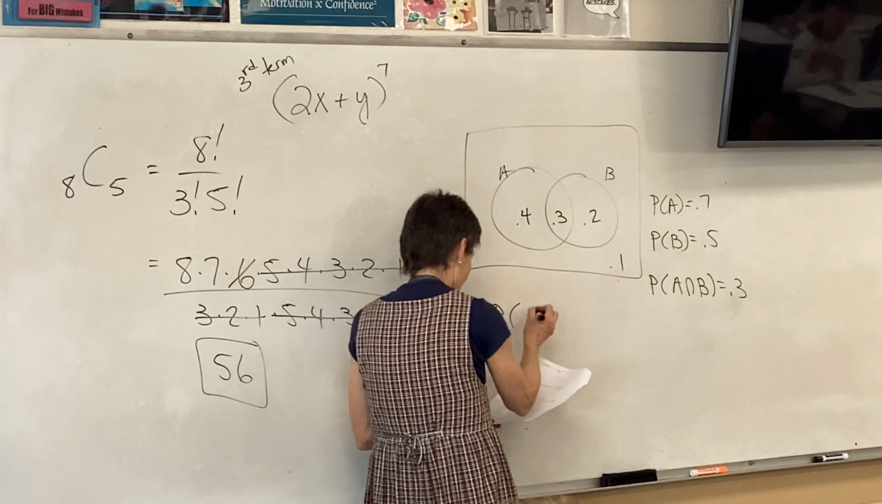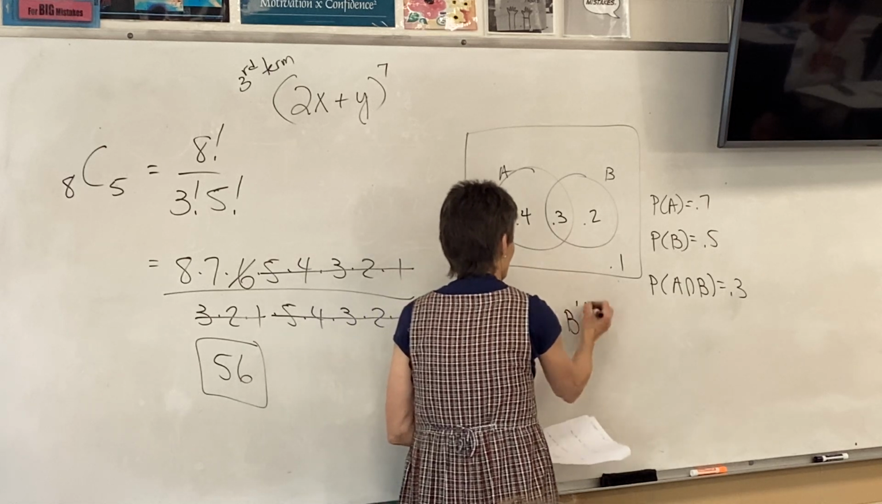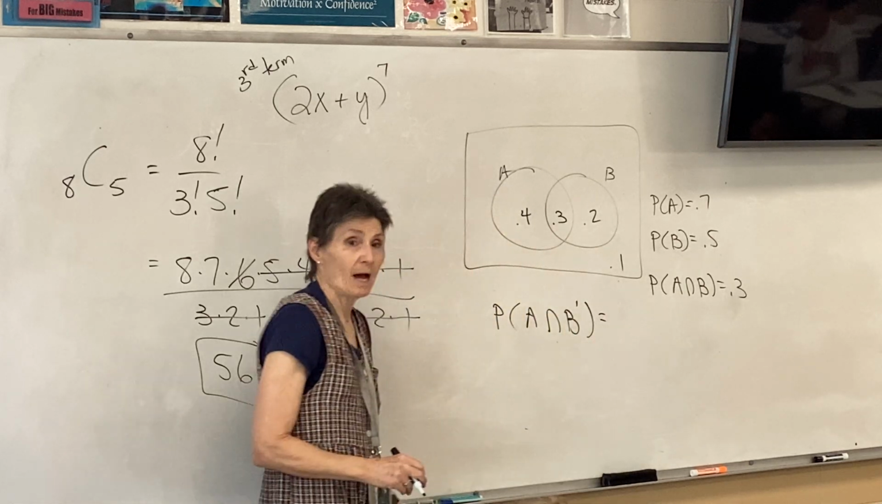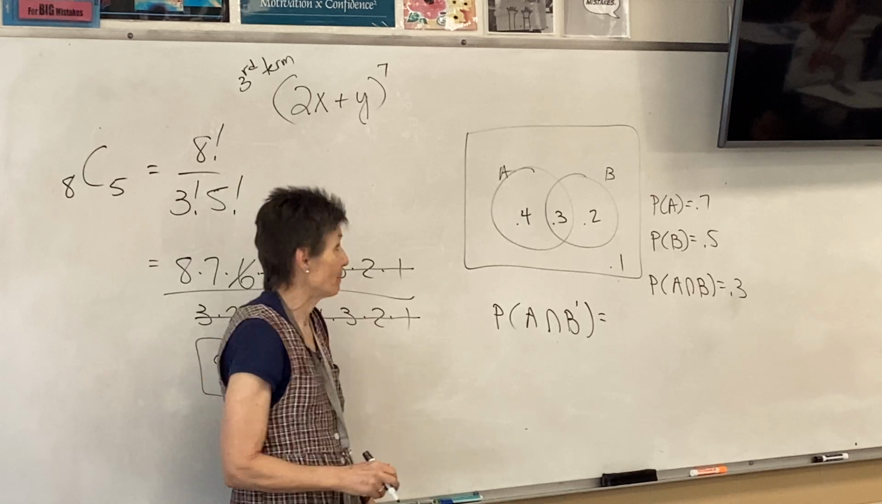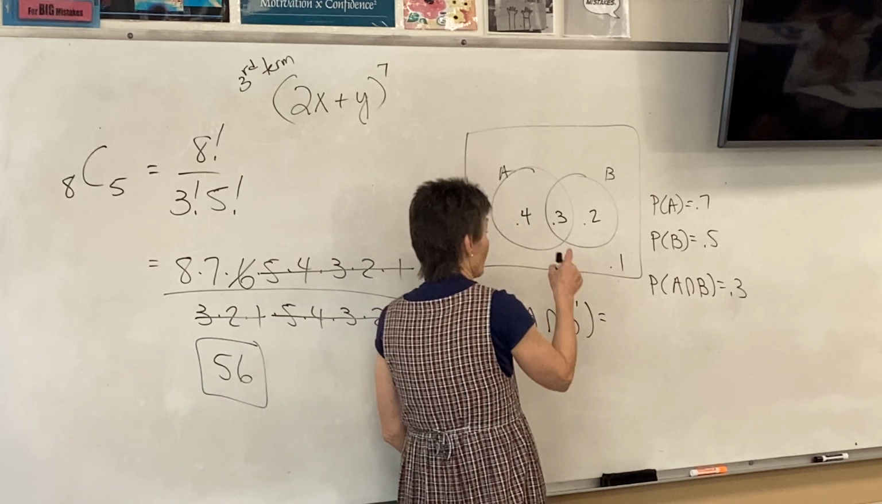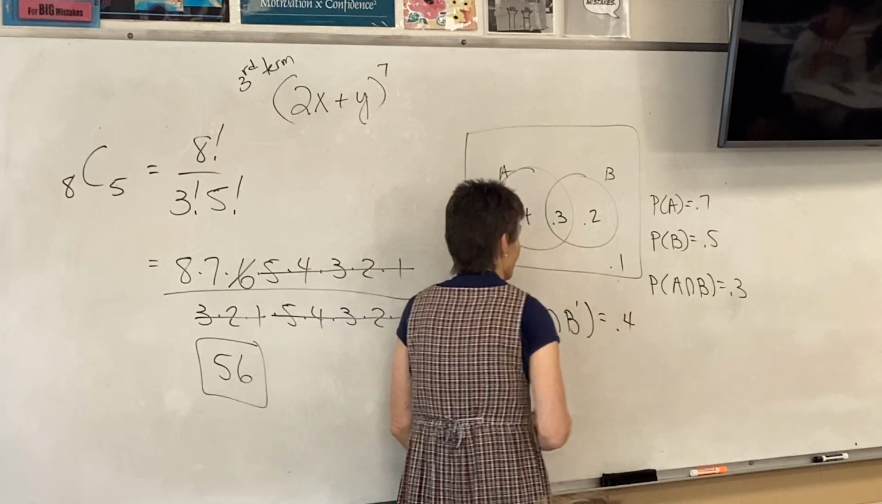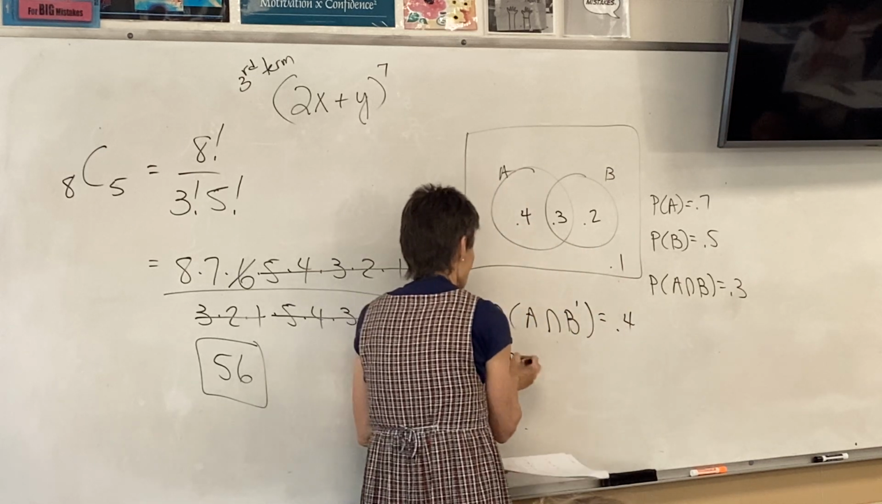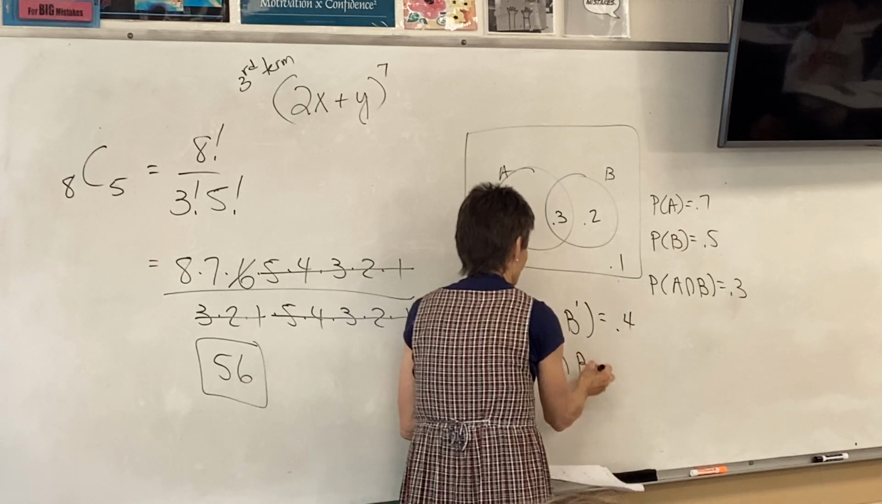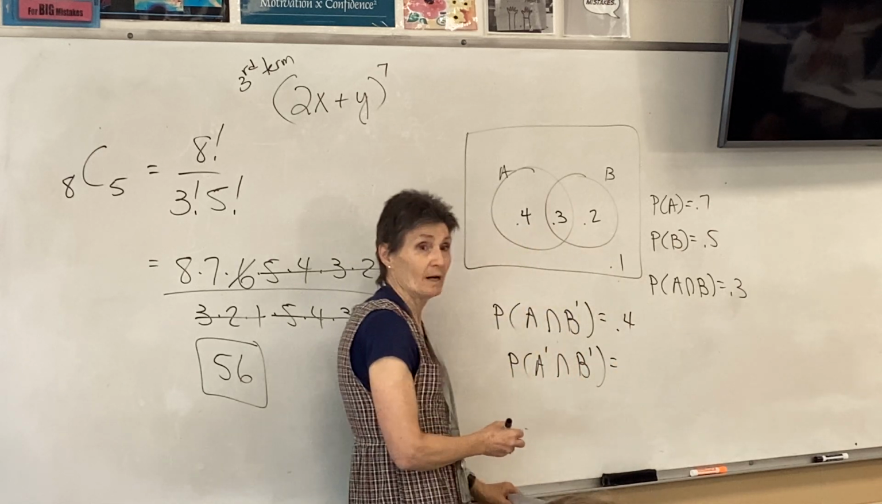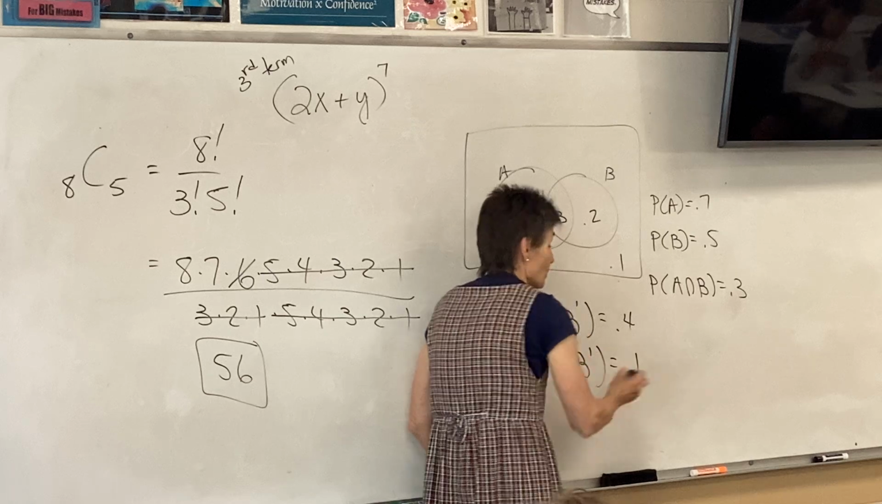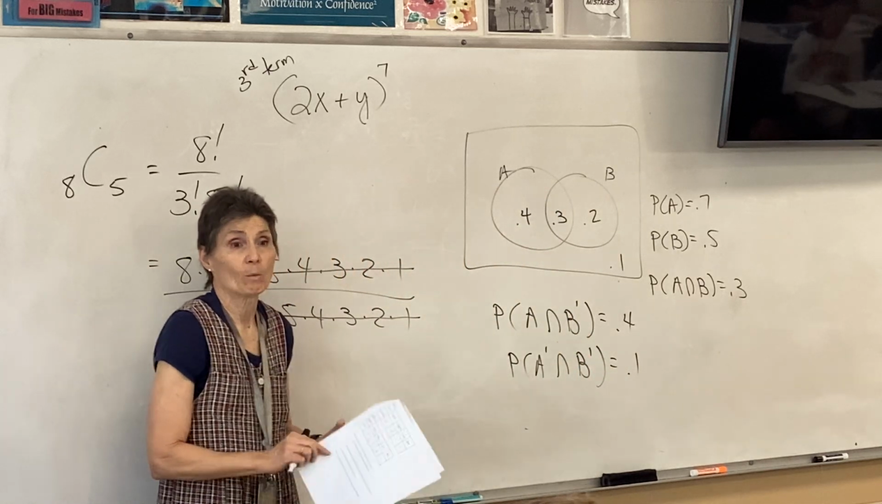What does this mean? A and not B. I like apples, but not bananas. So how many is that? Where is that? Apples and no bananas. 0.4. What does this mean? Don't like both. Don't like either one of them, and those are these guys out here that we figured out were 0.1.